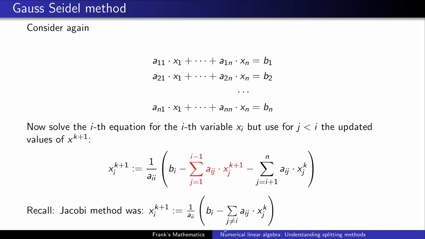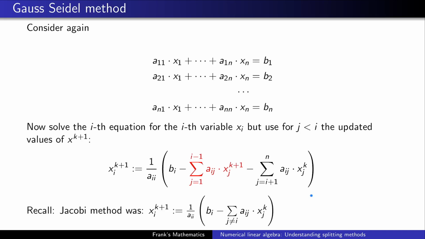So let's split this sum into two parts. You can see the first part here, which for j less than i contains elements of the vector x^(k+1). And here you can see the rest. So the sum is just split into an old part and an already updated part. Although this might look more complicated than the Jacobi method, when it comes to implementation, it is way easier than the Jacobi method. Why is that so?